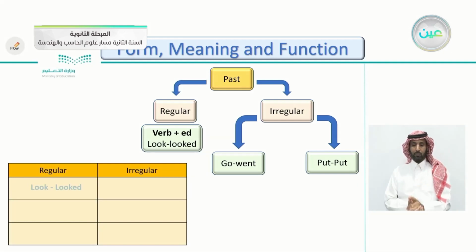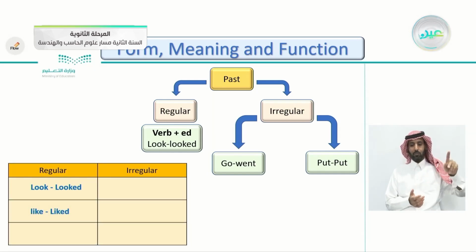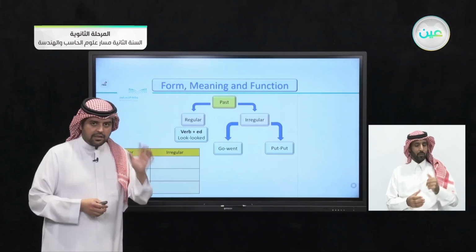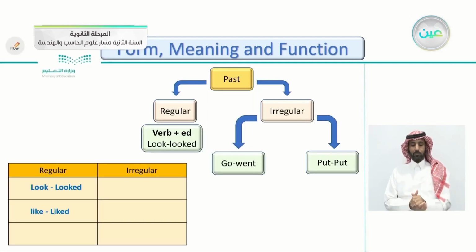I will give you some examples here. As it's read here, look and looked, like, liked. And you notice here, if the verb is ending with the letter E, we don't add another E, just add the D. For example, here the verb like, we added just the letter D. And want, wanted. What about the irregular here? Can you give me some examples for the irregular?